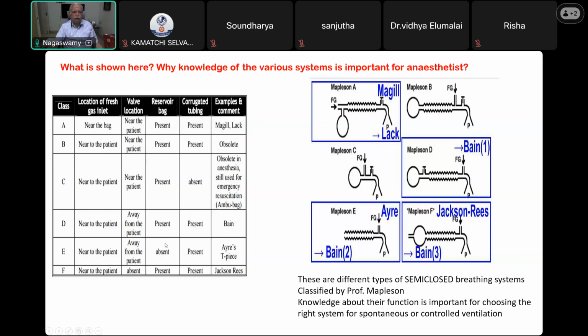All others have a reservoir bag, and corrugated rubber tubing is present in all except Mapleson C. Mapleson C is almost equal to an Ambu bag; it also doesn't have corrugated tubing. So the only use of Mapleson C now is in the Ambu bag. Mapleson B is not used anymore. Mapleson A is sometimes used in some hospitals, and Ayre's T-piece is the one for pediatrics, and Jackson Rees modification is Mapleson F. So these are the common points you have to remember with regard to arrangement.